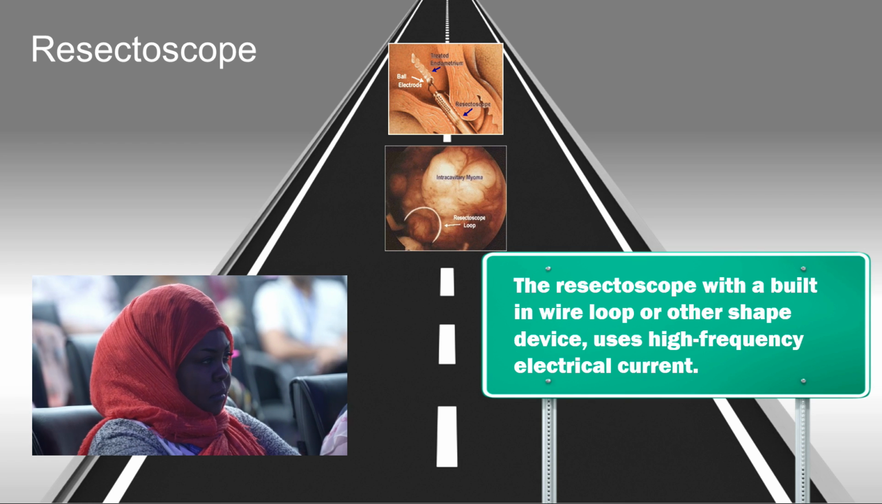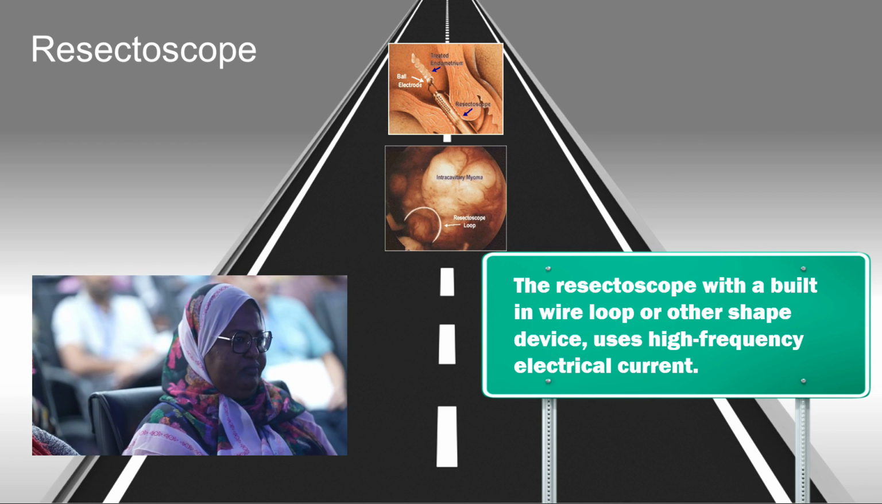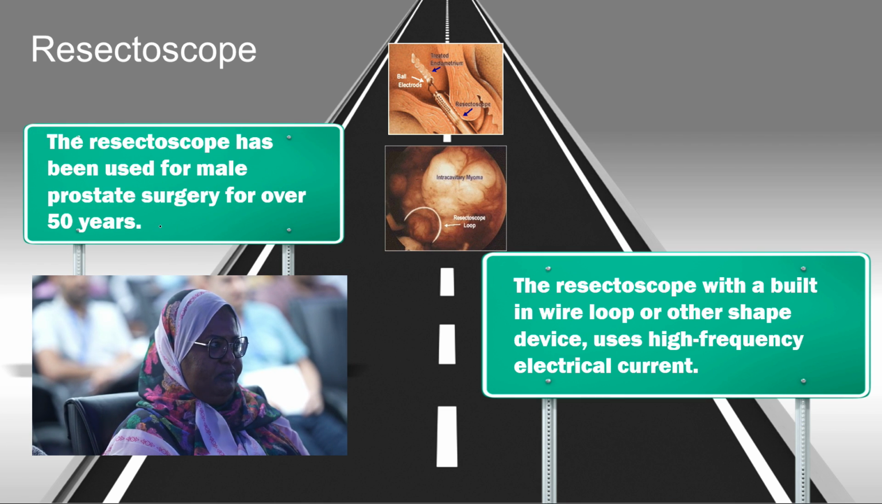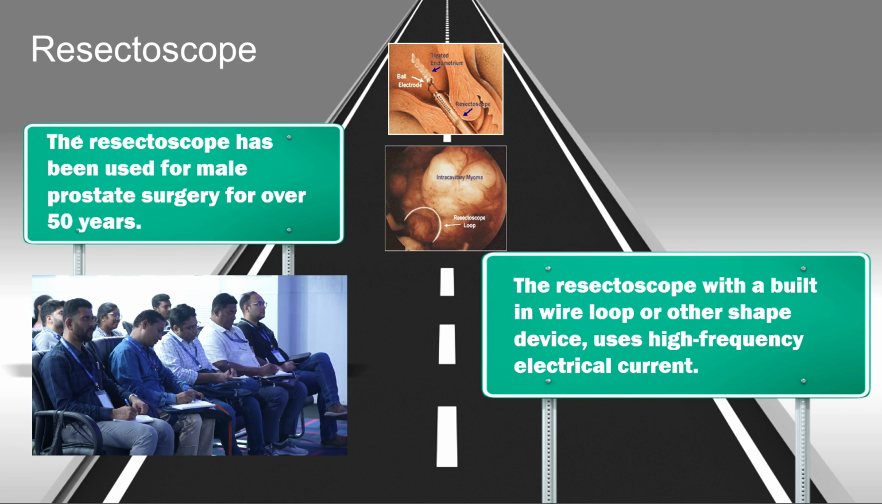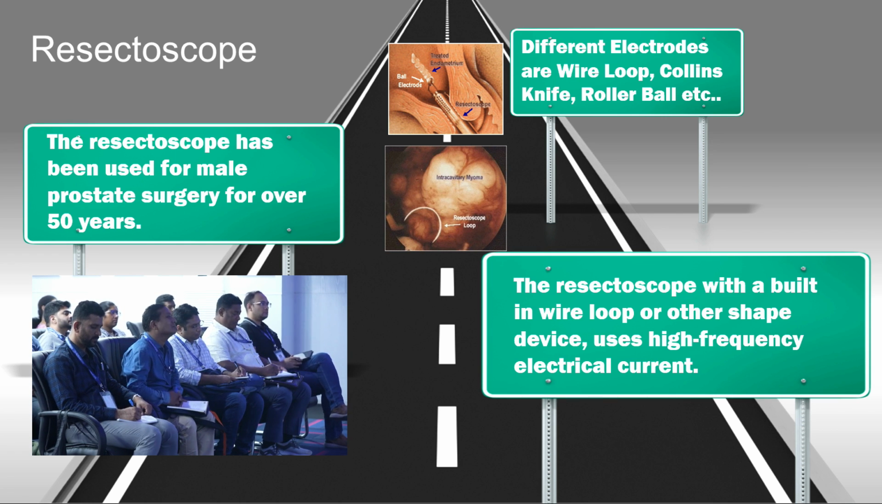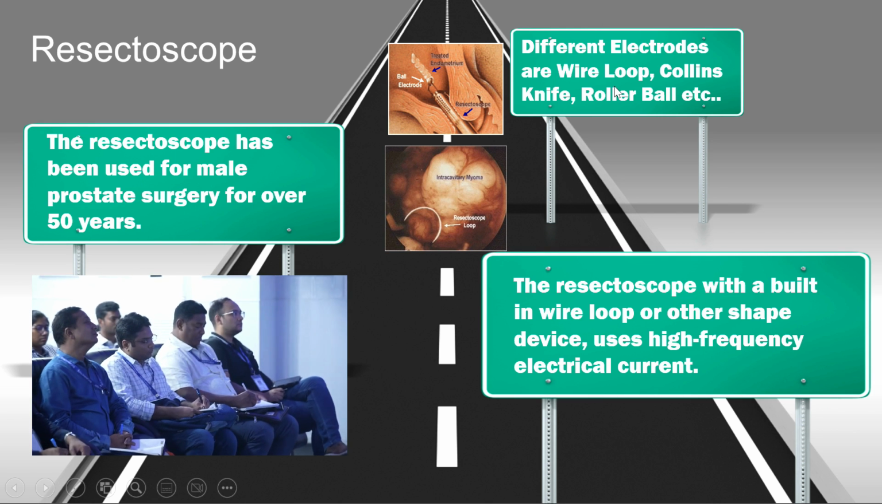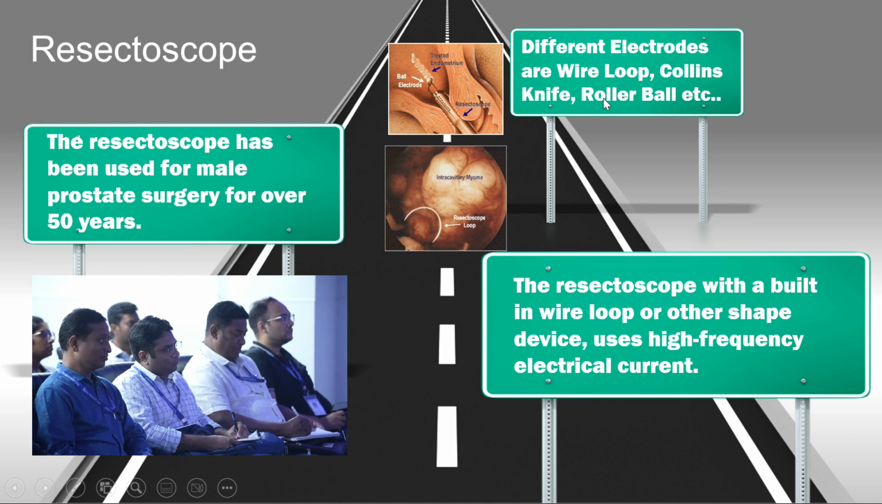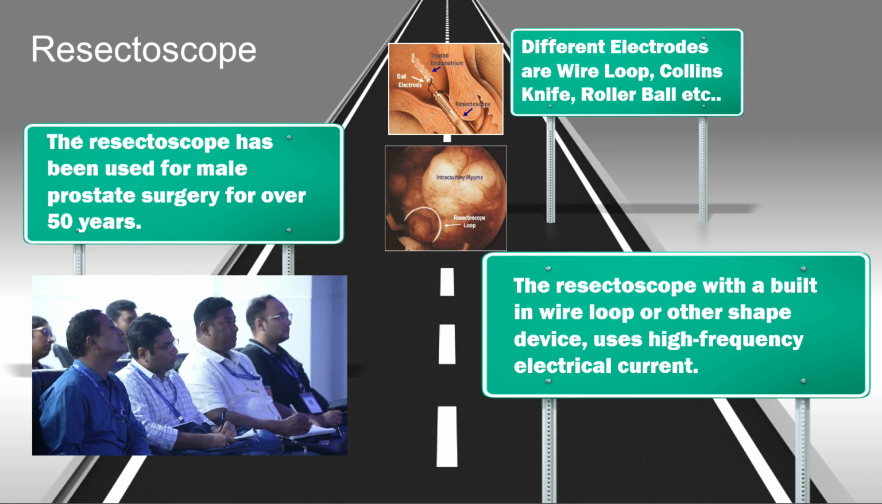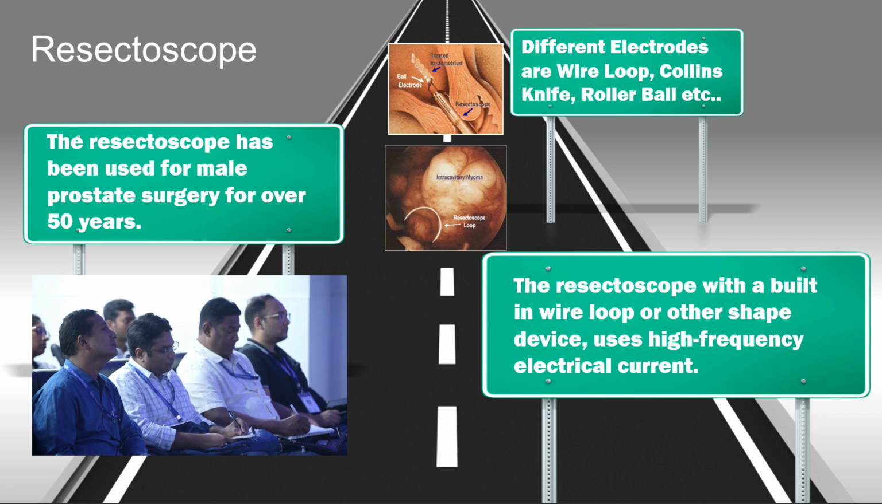The resectoscope is the same instrument which is used by the urologist to do prostate surgery. 50 years ago they started it, and the same resectoscope you are now using for hysteroscopy. First it was started by urologists. There is no separate resectoscope for urology and no separate hysteroscope for gynecology. It is the same. It has roller ball, loop wire, Collins knife. These are the different instruments in the resectoscope. So the resectoscope is very important for hysteroscopy.